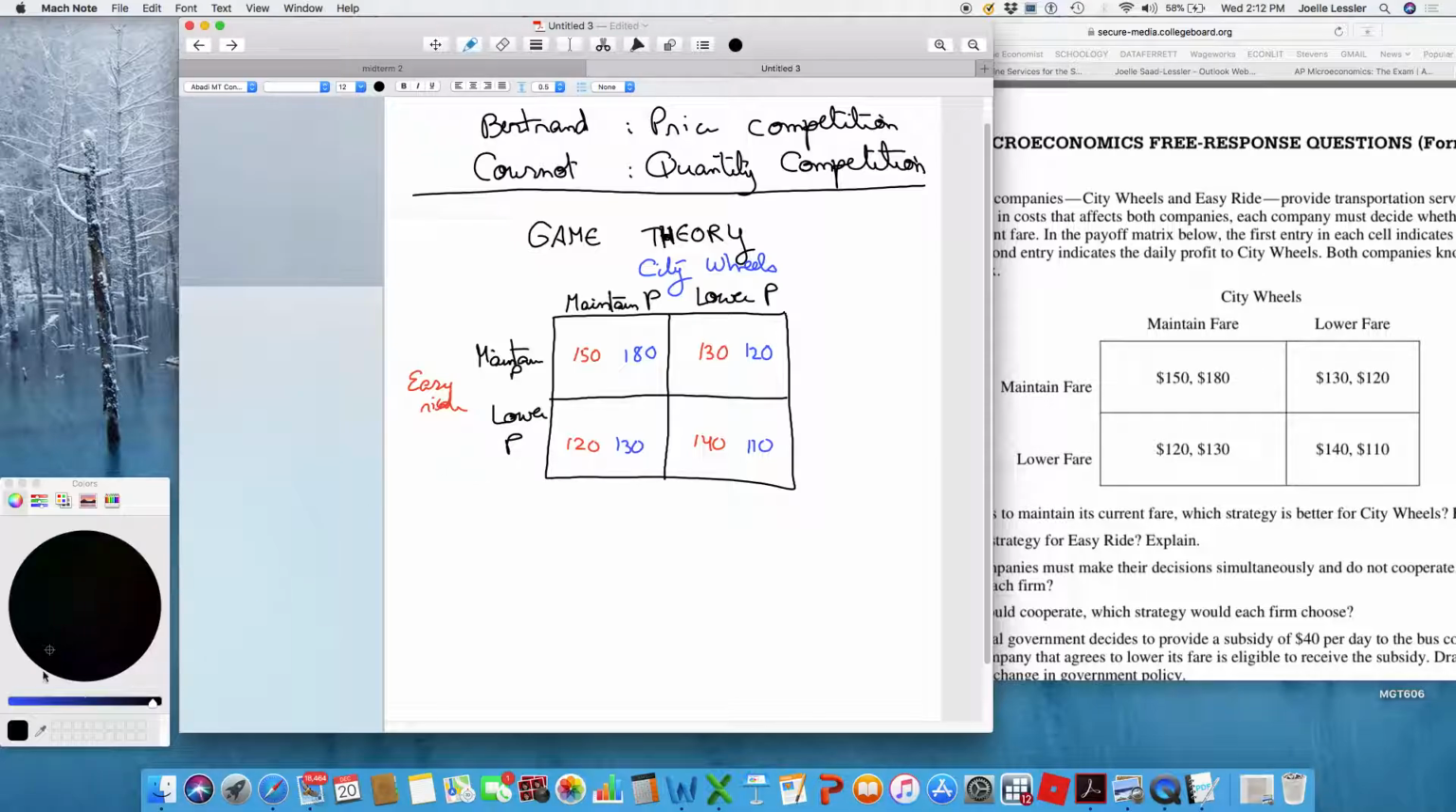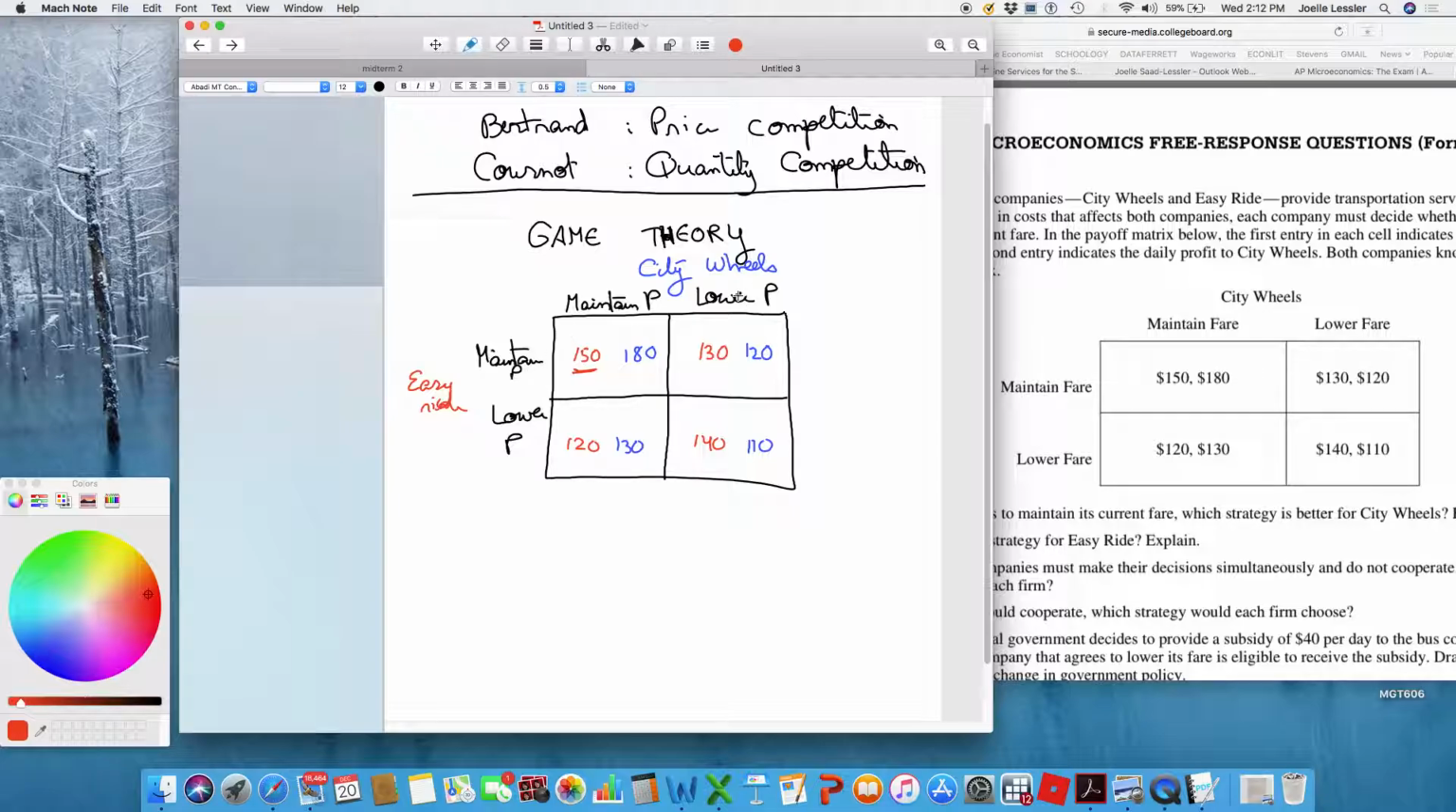Now, the way we're going to solve this is we start out with Easy Ride. Easy Ride is going to say, if City Wheels maintains the price, so if my opponent maintains his price, what is my best response? If City Wheels maintains his price and I maintain my price, I would make 150. If City Wheels maintains his price and I lower my price, I make 120. So which do I prefer, 150 or 120? I prefer 150. So if City Wheels maintains his price, my best response is to maintain my price.